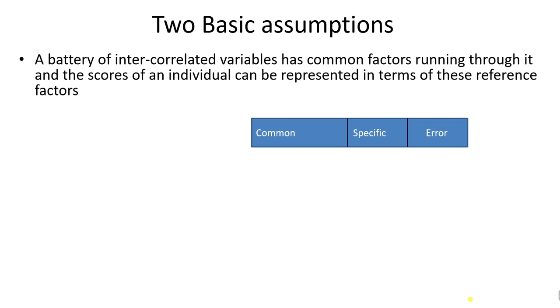The first basic assumption of factor analysis is that when we are working with a set of interrelated variables, we assume that there are some common factors running through it. And the score of an individual can be represented in terms of those latent reference factors.